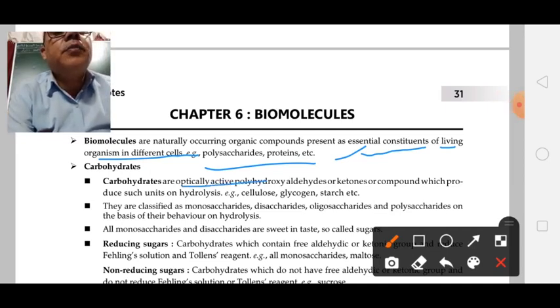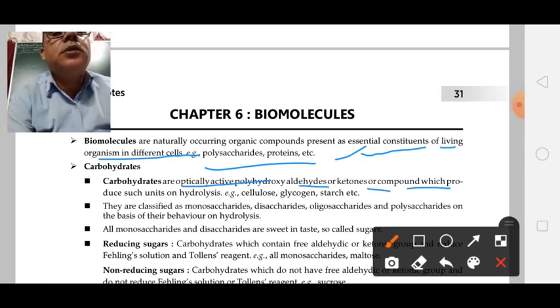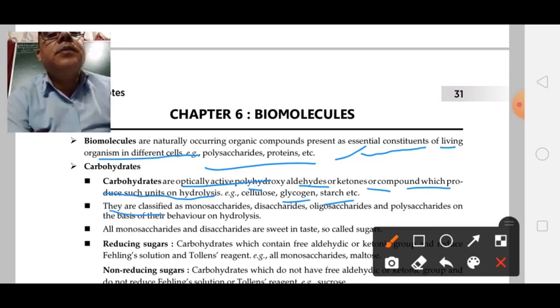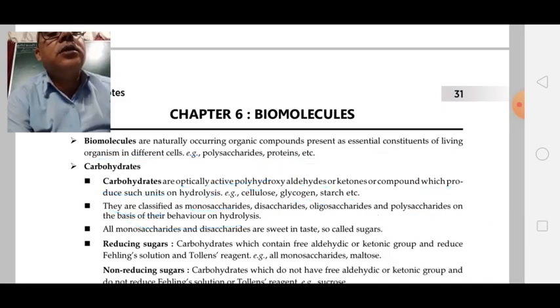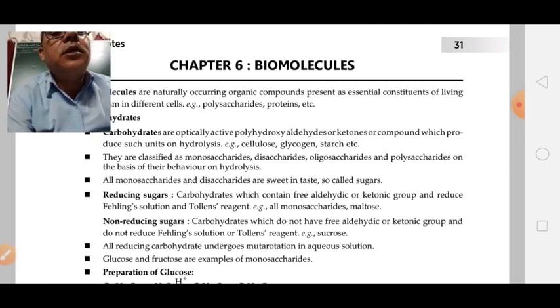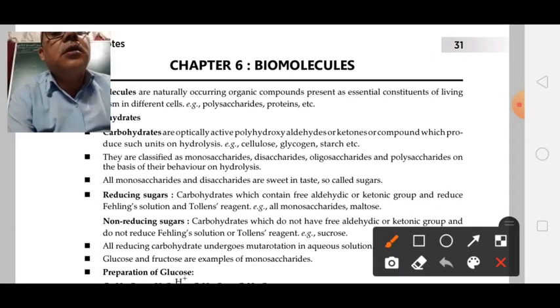Carbohydrate is an optically active polyhydroxy aldehyde or ketone. As you know, compounds which produce such units on hydrolysis include cellulose, glycogen and starch. Carbohydrates are classified into monosaccharides, disaccharides, oligosaccharides and polysaccharides on the basis of their behavior on hydrolysis. I hope you remember all these because I have taught you earlier. Now see here, all monosaccharides and disaccharides are sweet in taste.